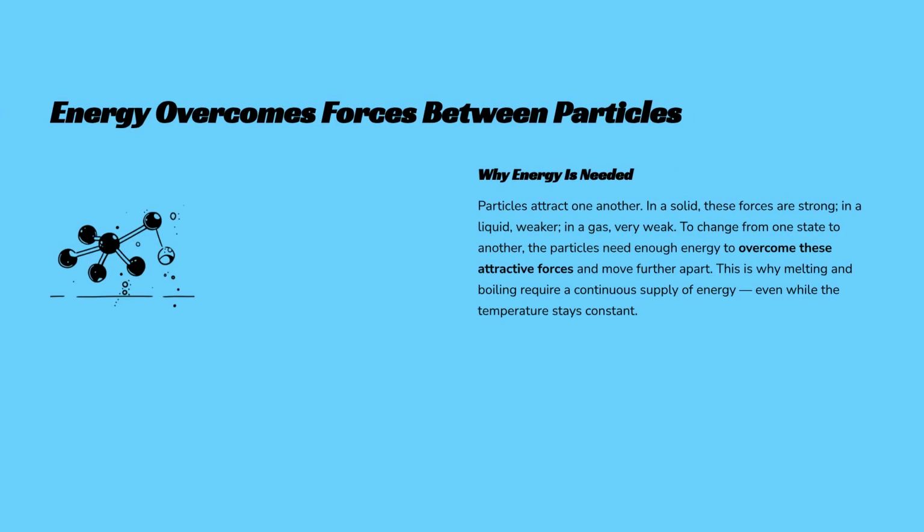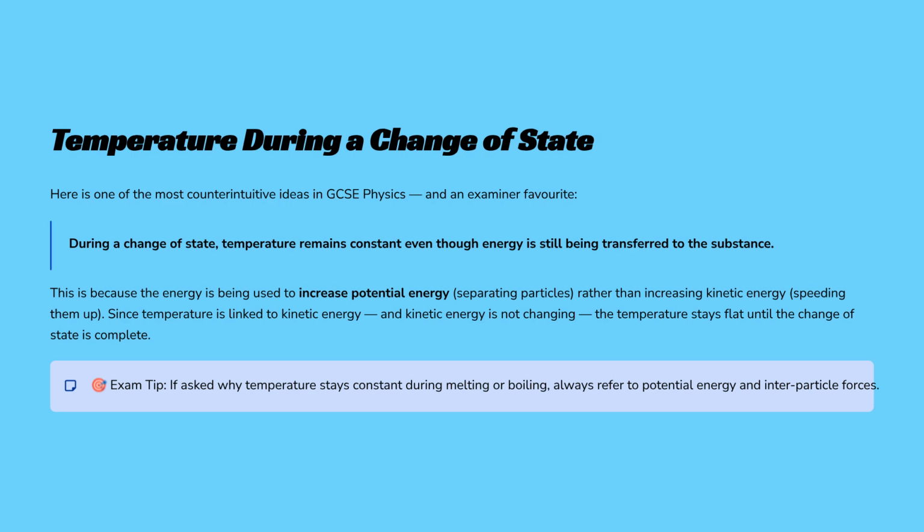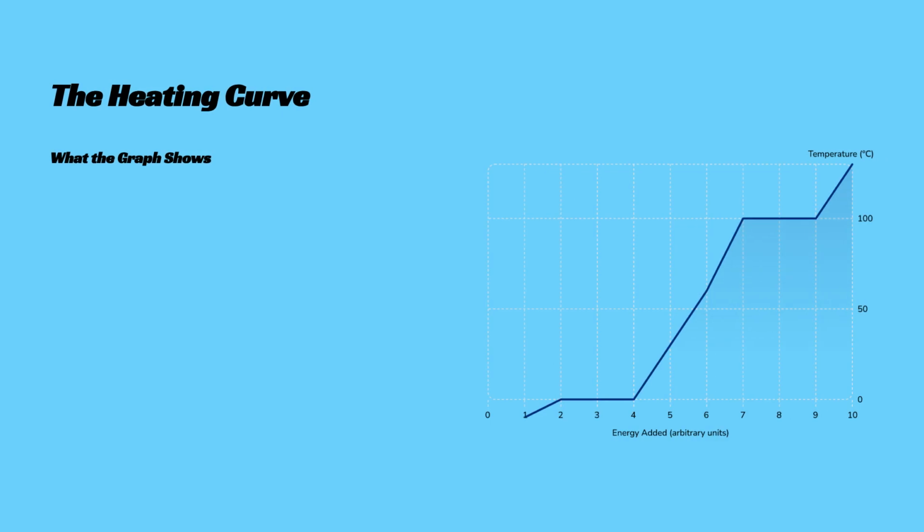Particles naturally attract each other. To transition between states, particles must overcome these forces. The energy required to change state without increasing temperature is known as latent heat, which is stored as increased potential energy. A key takeaway for your exams: temperature remains constant during a change of state. Because the energy is increasing potential energy rather than kinetic energy, the temperature does not rise until the transition is complete.